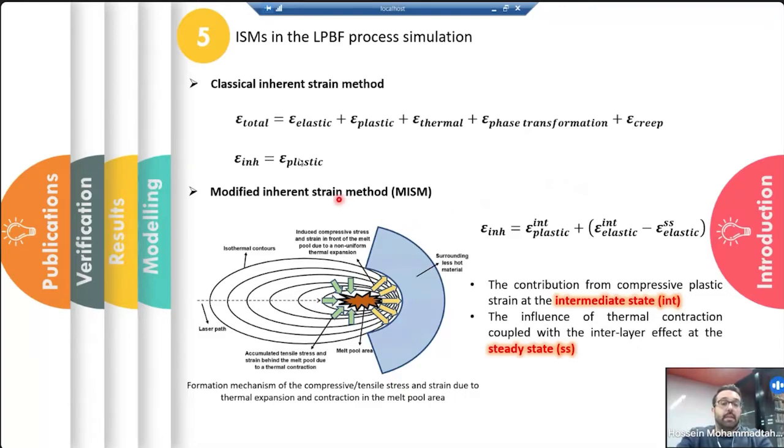So, the classical inherent strain theory didn't include the multi-layer effect, because it was based on welding mechanics. The modified inherent strain method was introduced to account for the contribution from compressive plastic strain at the intermediate state and the influence of thermal contraction coupled with the interlayer effect at the steady state. So, what are the intermediate state and steady state?